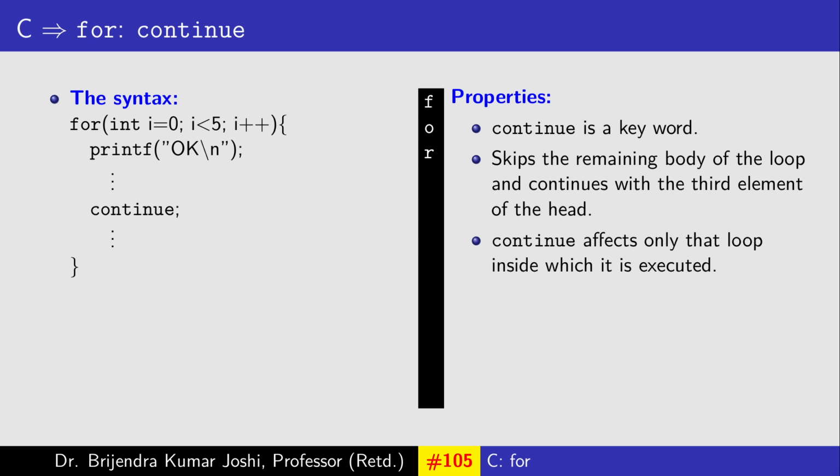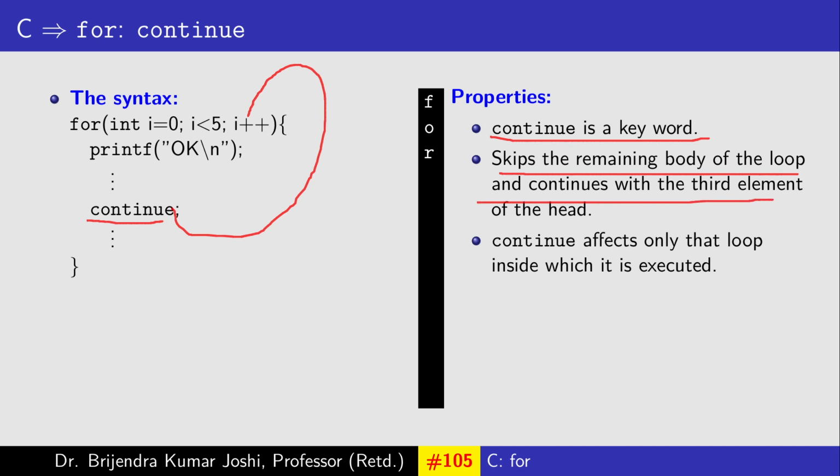Then continue. Same example, printf, continue. As soon as continue is executed, all statements following continue are skipped, and continue jumps to the third element. So again, a few properties: continue is a keyword, and it skips the remaining body of the loop and continues with the third element of the head. So this is the third element.